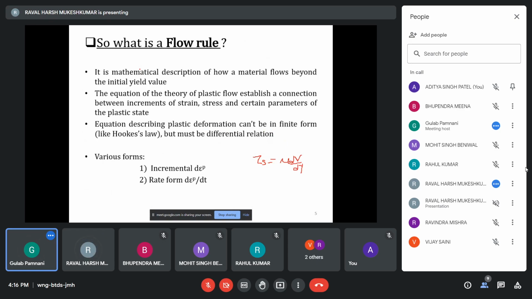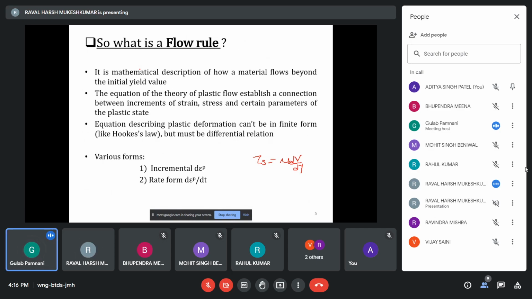Yeah, here you are basically, go to slide number 5. Yes, sir. Here, when you have written tau s equal to mu dv by dy, what are you trying to say here? Sir, its name is flow rule. So, I'm trying to connect with the flow of fluids. Okay, so basically you are telling that it is a similar phenomenon as we all have observed in the case of shear stress. Yes, sir, so basically continuous deformation, analogous to the deformation in fluid, sir.